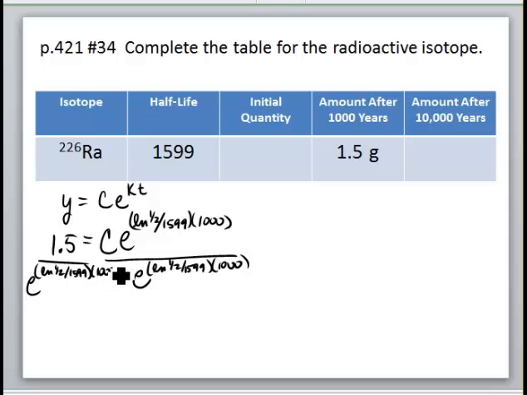And when I do that, C is approximately 2.319. So my initial quantity is 2.319 grams. Now I can go ahead and figure out the amount left after 10,000 years.